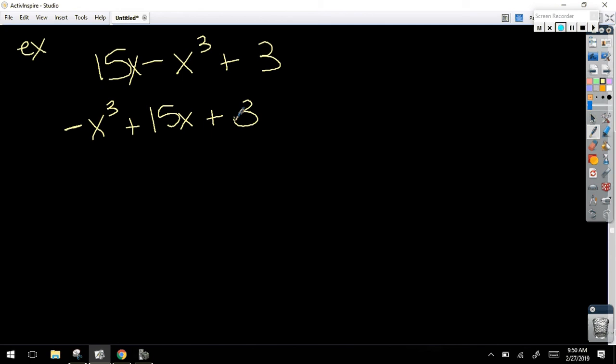What are the terms of this polynomial? Give me a term that you see. Negative x cubed is a term. What's another term? 15x. What's another term? 3. Okay, the pieces that make it up are the terms. So this is standard form.